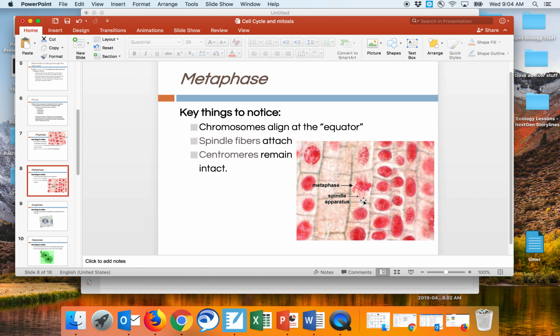All right, and something called the centromeres, which is where the spindle fibers are coming from. You can't really see it in this picture, but they are where the spindle fibers come from. Those remain intact.